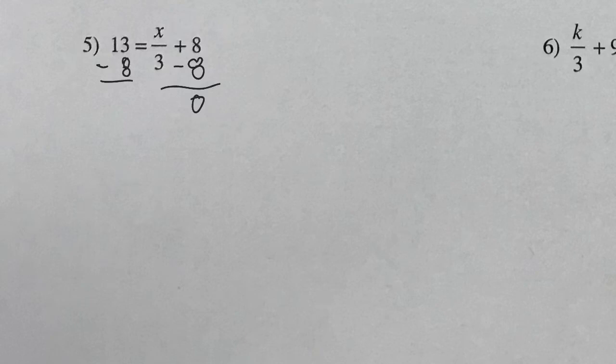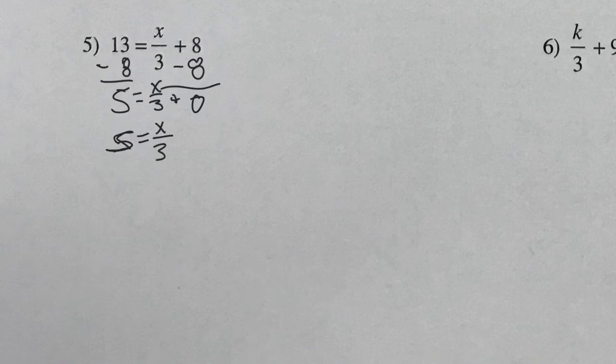So what I do to one side, I do to the other. So 13 minus 8 is 5. So I have 5 equals x over 3 plus 0, okay, which is just x over 3. So I'm going to rewrite it here. That was an ugly 5. X over 3. Now I'm doing x divided by 3 is what I'm looking at. So what could I do to get x on its own?